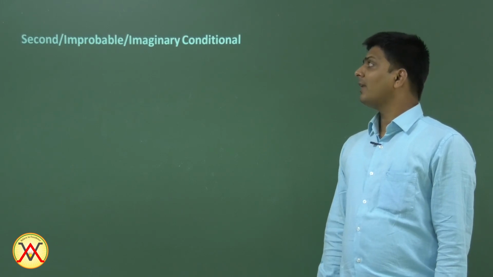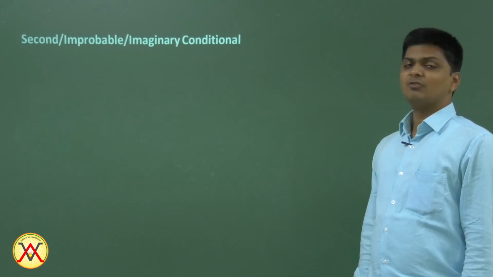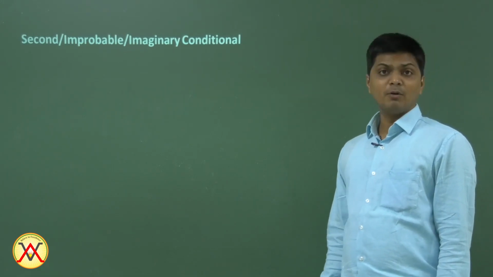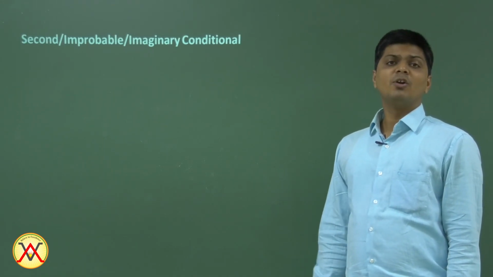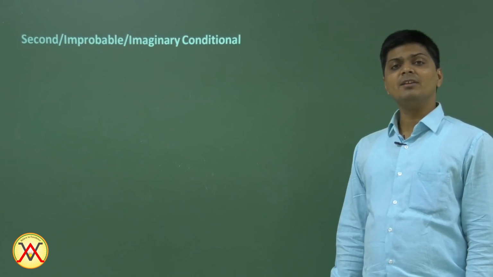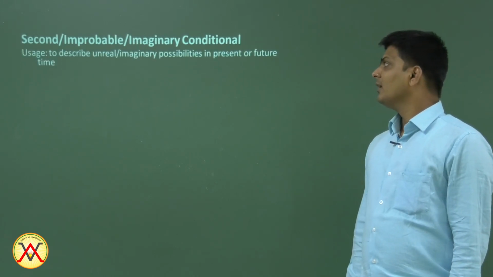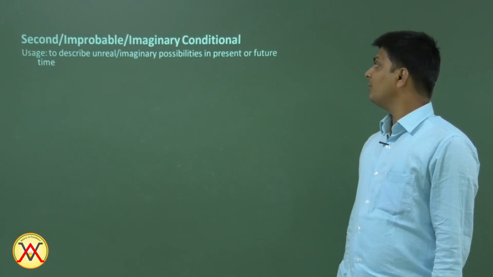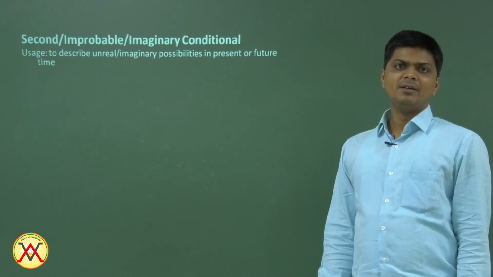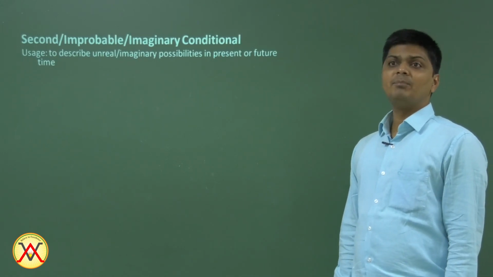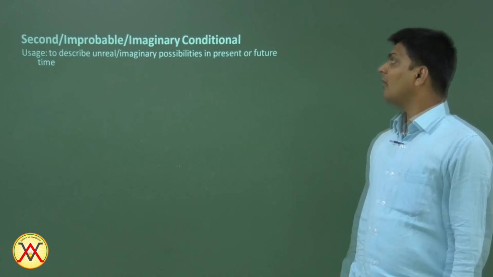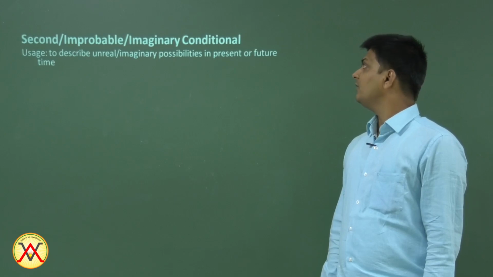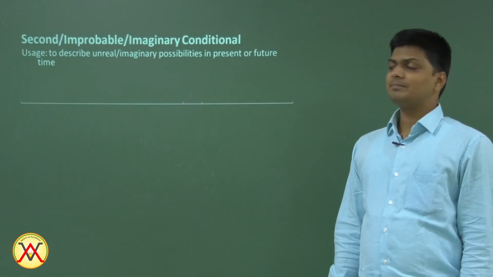The next one is second improbable imaginary conditional. We either call it second conditional or improbable conditional or imaginary conditional. It's hypothetical. It's not real. It's unreal. You have to imagine it. It is used to describe unreal imaginary possibilities in present or future time. Now this conditional does not describe past time or things that happened in the past. It always describes unreal or imaginary possibilities in present or in future.